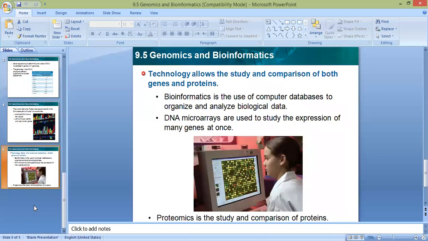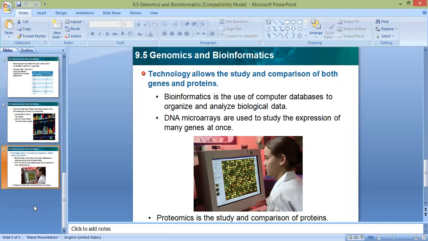Technology allows the study and comparison of both genes and proteins. Bioinformatics is the use of computer databases to organize and analyze biological data. How does this happen? After having the sample of blood, you have to extract the DNA, and the DNA is sequenced by a sequencing machine, and this is connected to a computer database. Having a computer database will organize and analyze the biological data.